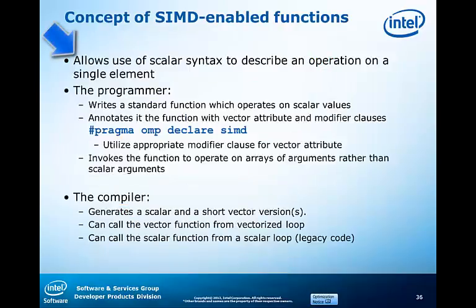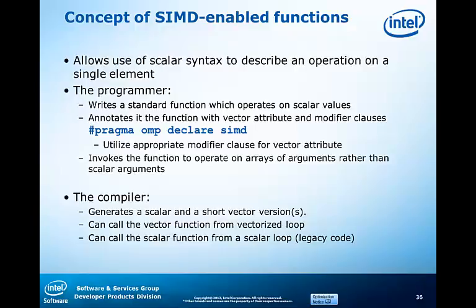SIMD-enabled functions allow the programmer to use scalar syntax to describe an operation on a single element, then apply that operation to arrays in parallel, utilizing both vector parallelism and core parallelism, or threaded parallelism, similar to CUDA or OpenCL style kernel functions. The programmer's responsibility is to write standard C++ functions with a scalar syntax, then annotate them with #pragma omp declare simd, using one of the parallel syntax choices to invoke the function.